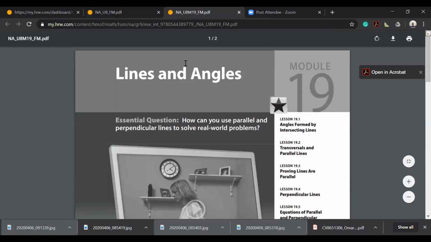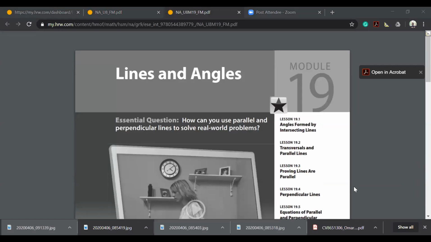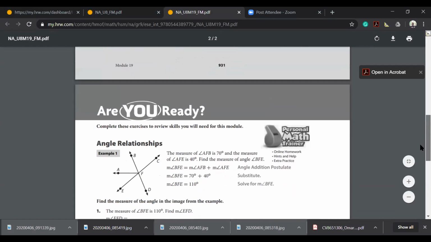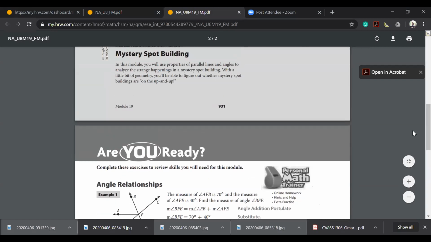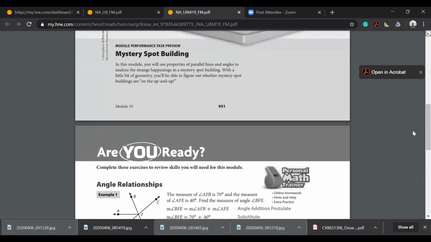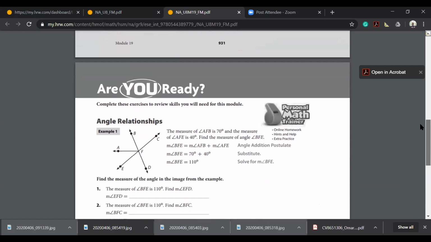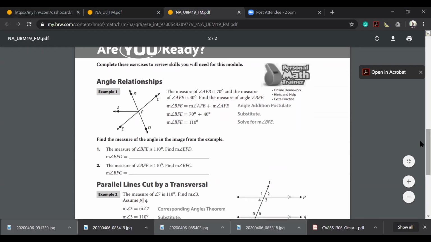Okay, going to page 932. The page of the Are You Ready for Module 19? Page 932. Angle relationships. You remember what the angle relationships were? I hope. We will see. Let's begin with number 1. The measure of angle BFE, let's find it. Where is BFE? All of this angle is 110. Find measure angle EFD.